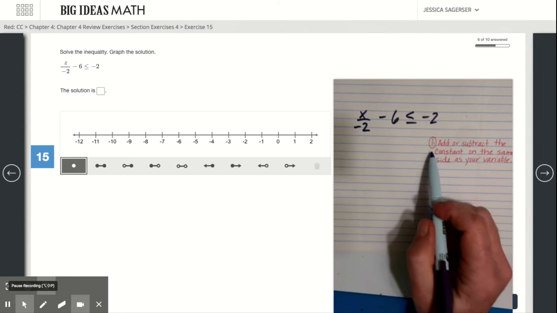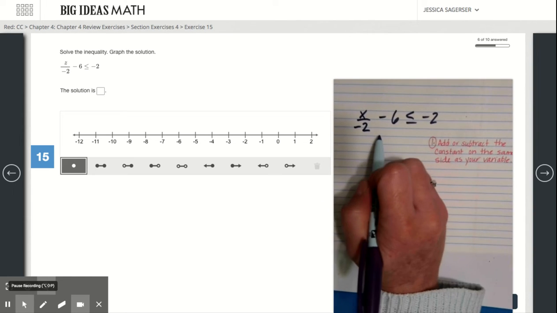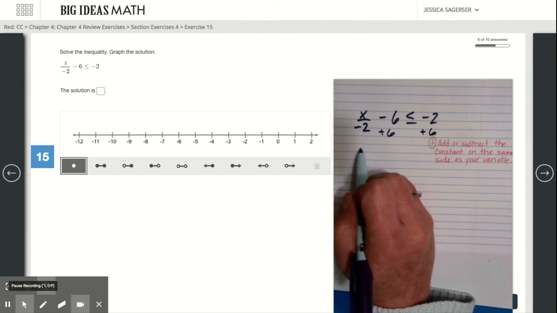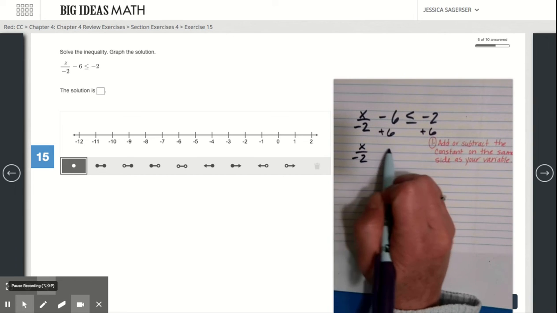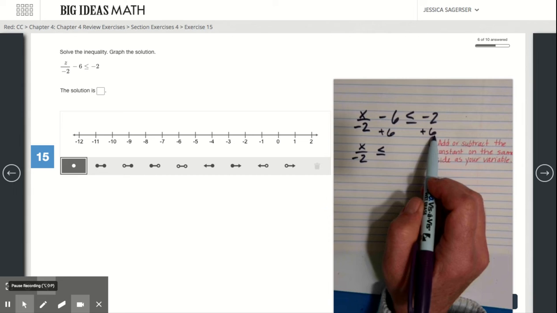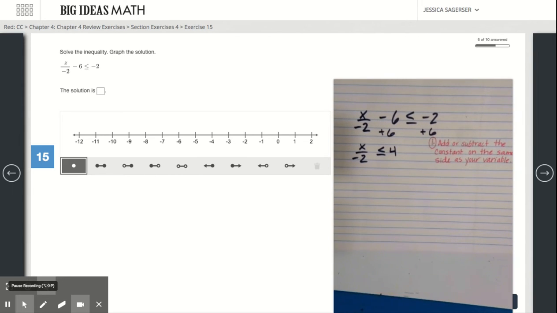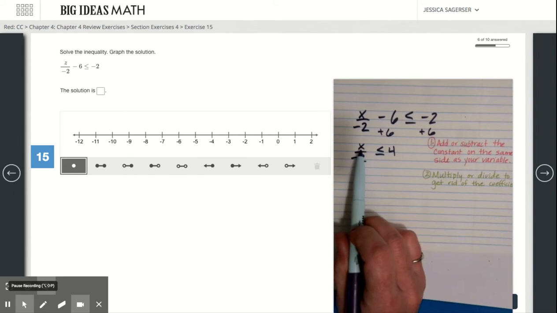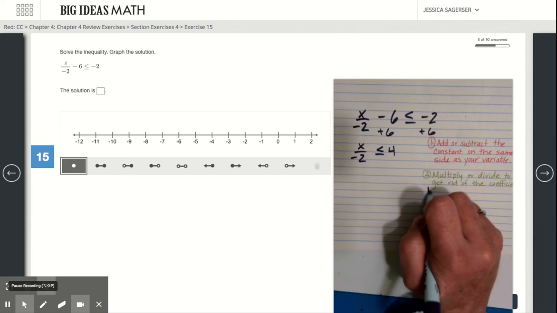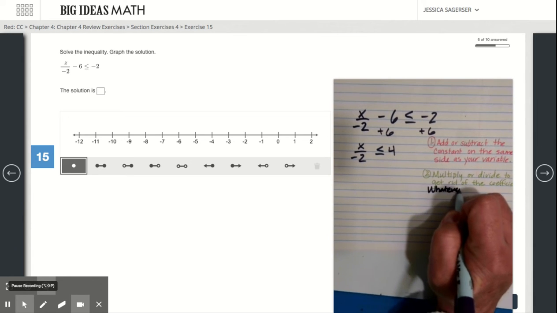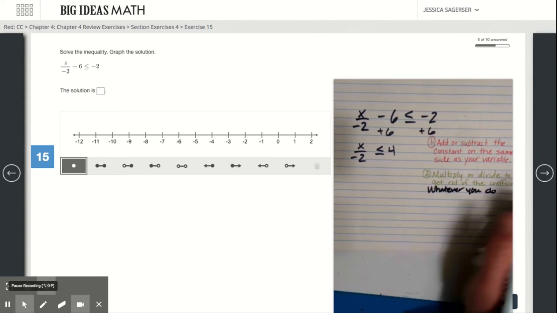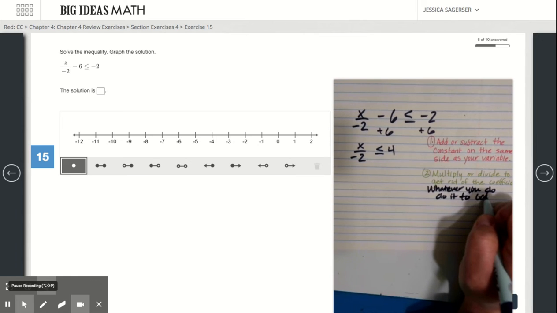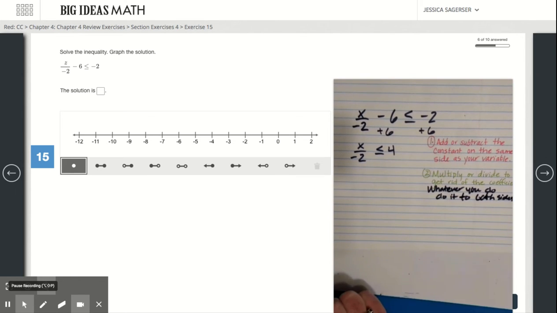Here we're getting to a little bit more complicated inequality, so I want to talk you through the steps. The first step is to add or subtract the constant on the same side as your variable. So here we're subtracting 6, we're going to add 6 to both sides. So then we're just left with x over -2 is less than or equal to -2 plus 6 is 4. Okay? Our next step is going to be to multiply or divide to get rid of the coefficient on the same side as your variable. But whatever you do to one side, you must do to both sides. That is the only way it's going to be balanced.